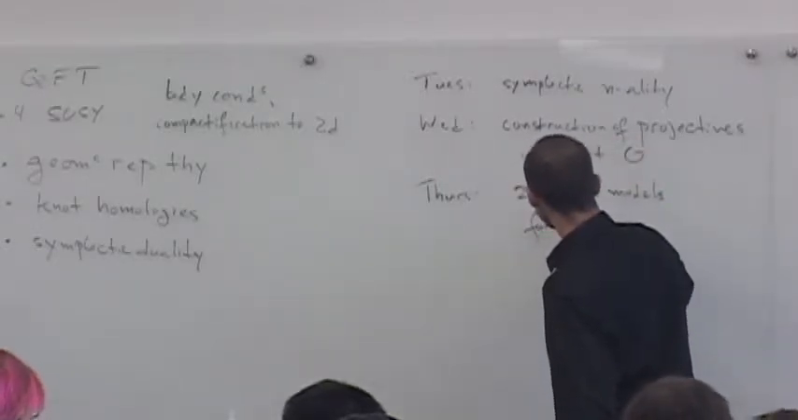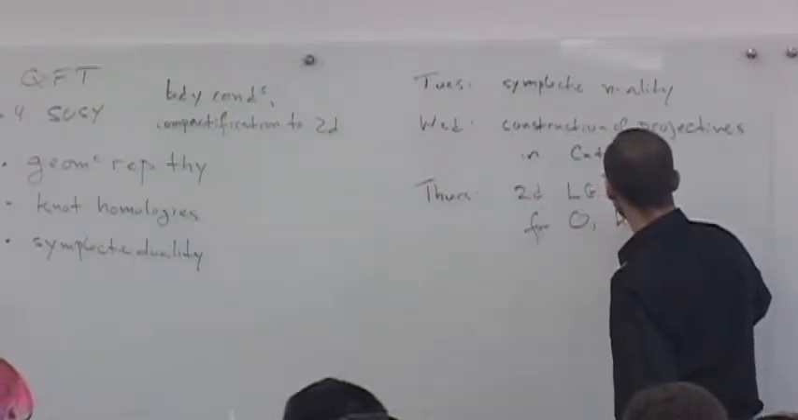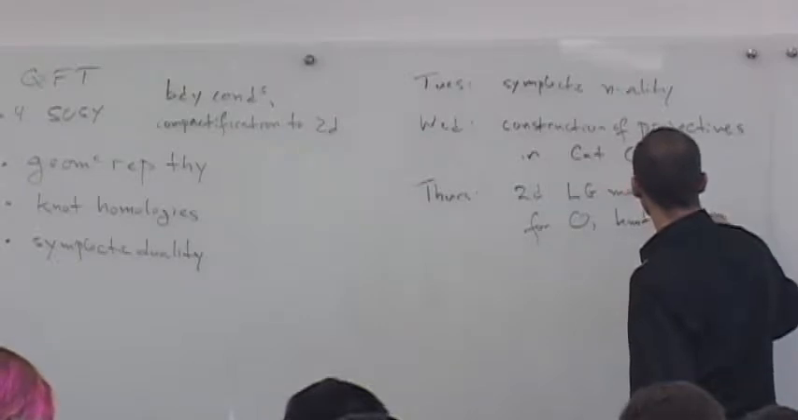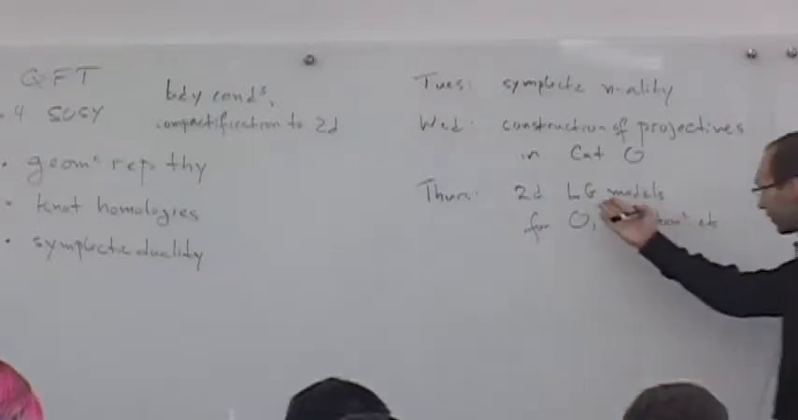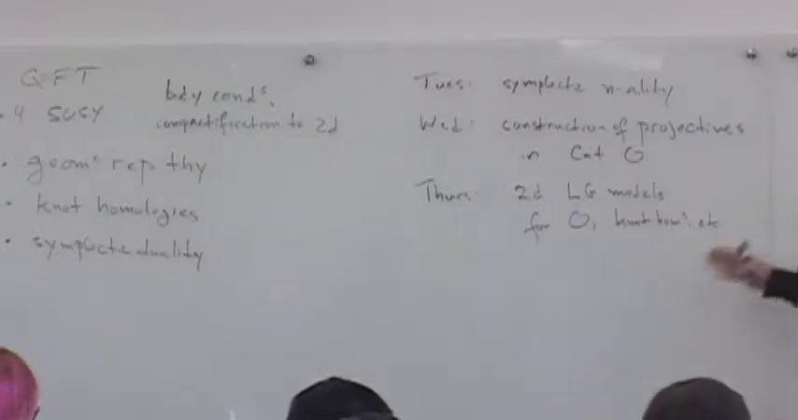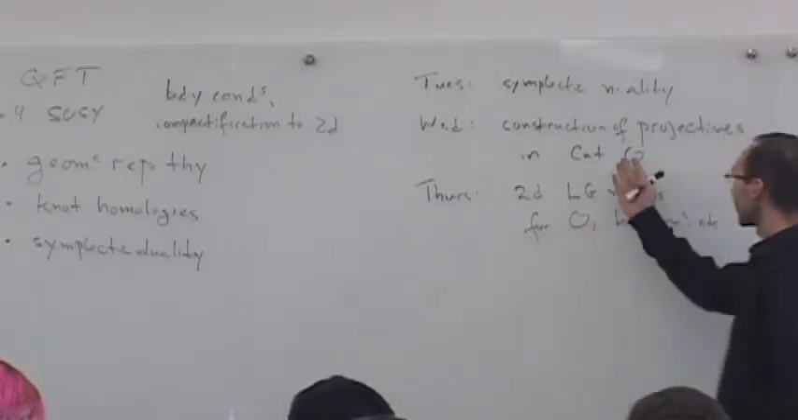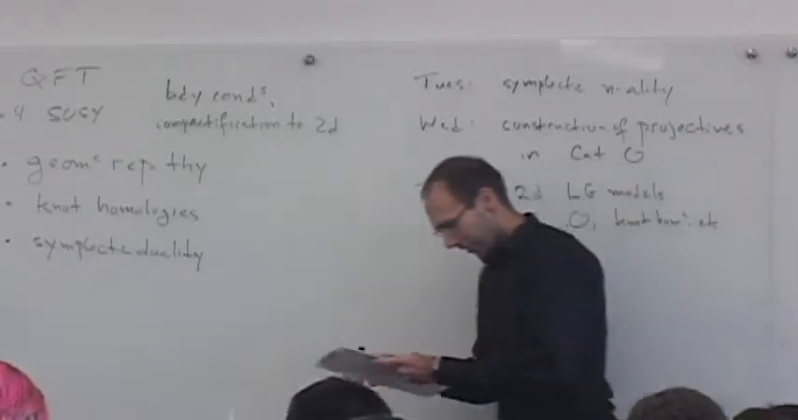For category O, knot homologies, etc., which again can be the categories of boundary conditions in massive 2D LG models, are called Fukaya-Seidel categories, and they've been very well studied. And the claim is that that theory applies to this case. OK.